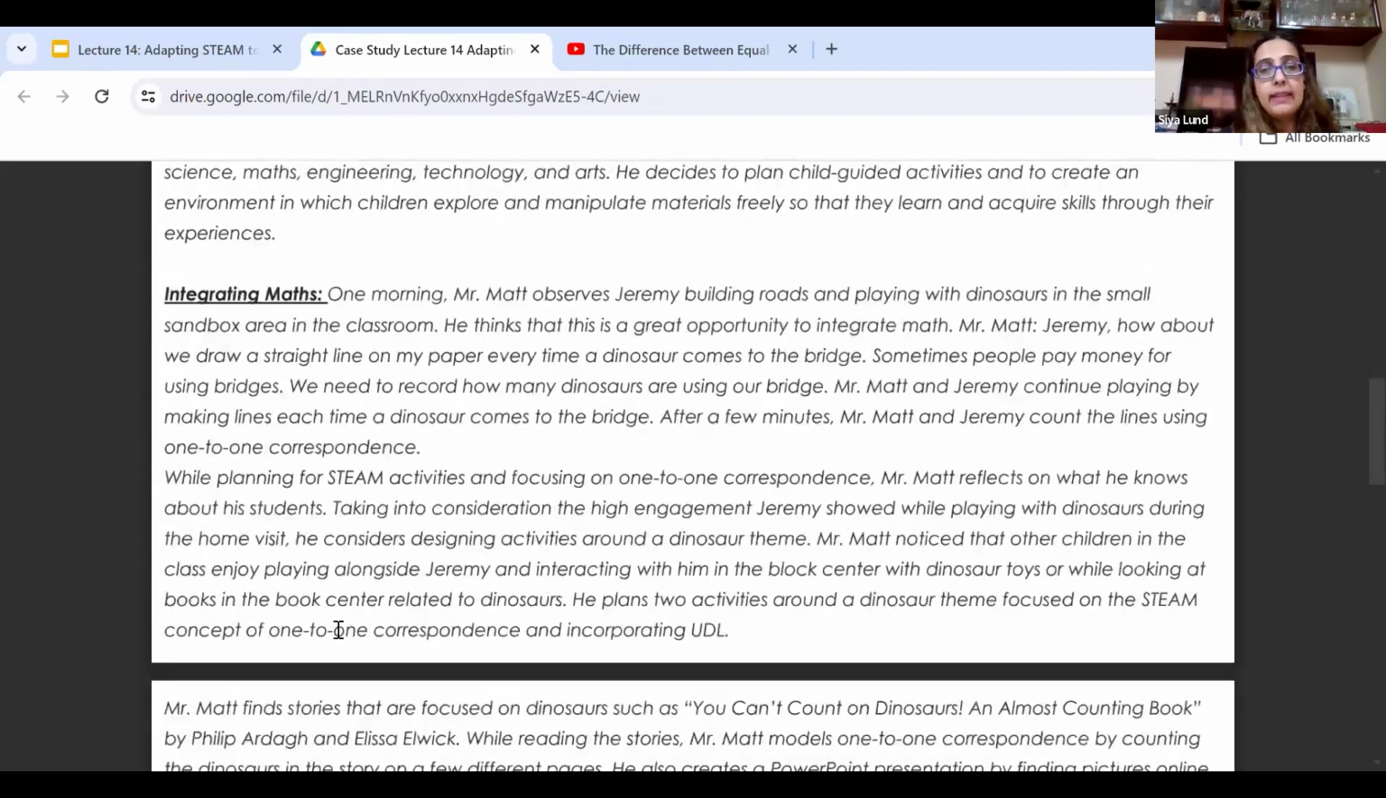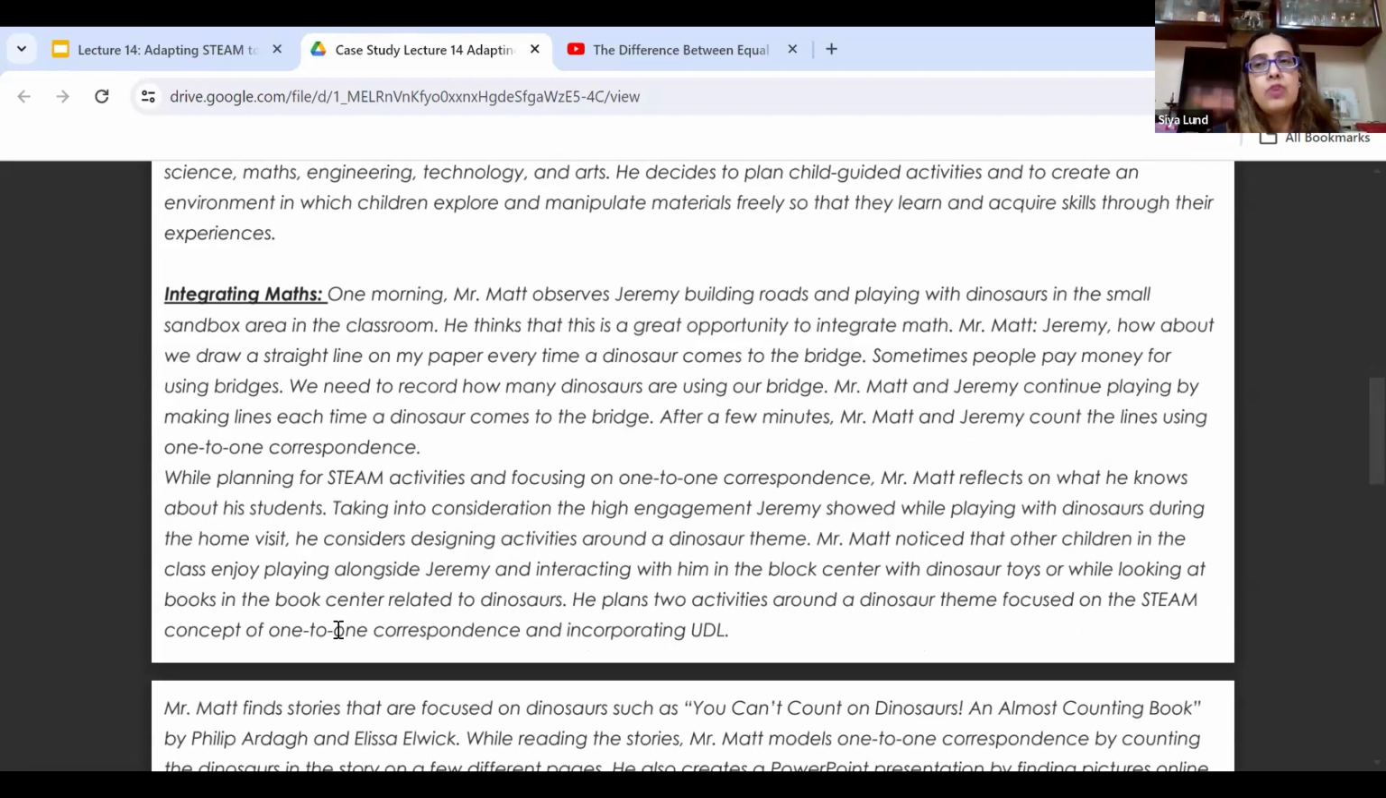Now, there's an opportunity for Mr. Matt to integrate maths. One morning, Mr. Matt observes Jeremy building roads and playing with dinosaurs in the small sandbox area in the classroom. He thinks that this is a great opportunity to integrate math.